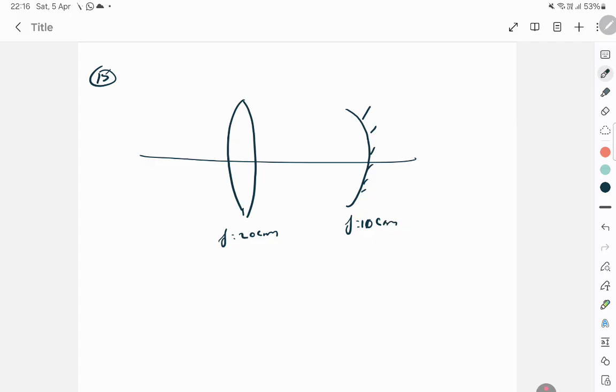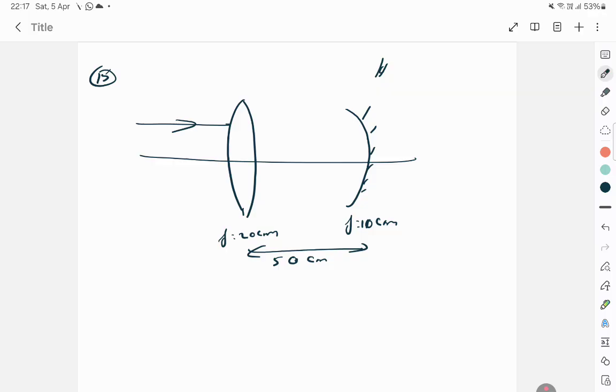At a distance of 50 centimeter apart. A beam of light parallel to the principal axis is incident on the convex lens. Find the position of the final image formed by this combination. It's a concave mirror, right? Concave mirror, yes, it's a concave mirror. Find the position of the final image formed by the combination.